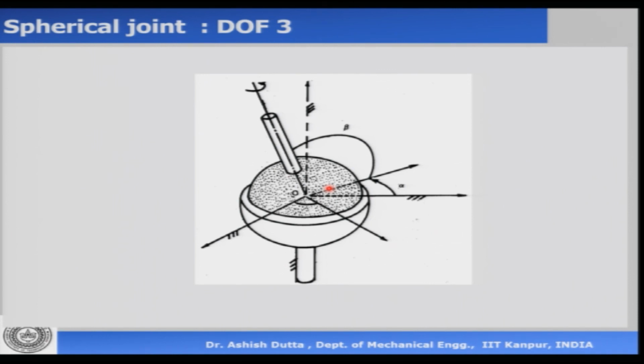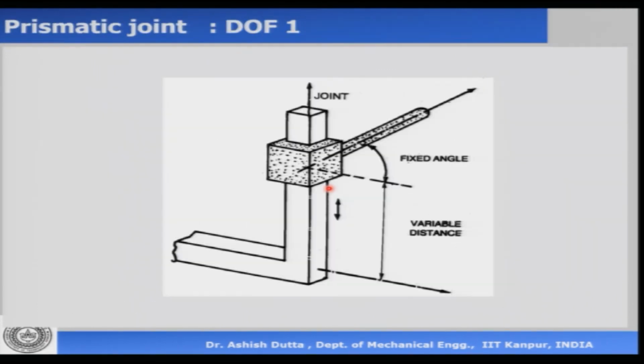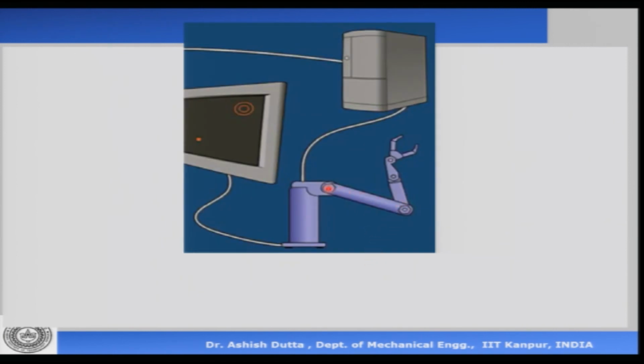Now, using these different joints, we make different kinds of robots. If I use a prismatic joint here, then the motion of this link will be of a particular kind. If I use a revolute joint here, again this will move in a different way. So the kind of joints that are used on the robot will give a different kind of motion ability to the robot.